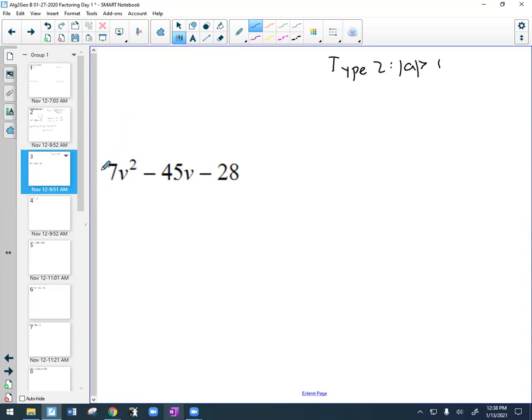You multiply a and c. I always draw it like this. 7 times -28. You multiply them together. 7 times 28 is 49 times 4, 196. It's only -196. You multiply these two together.